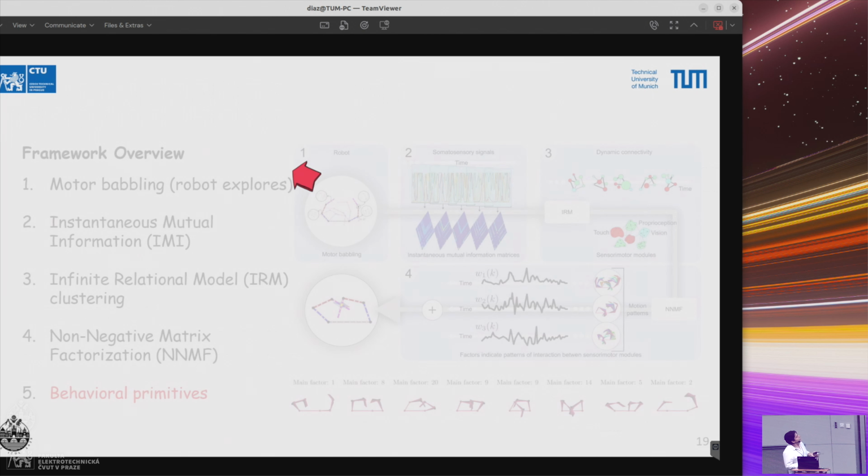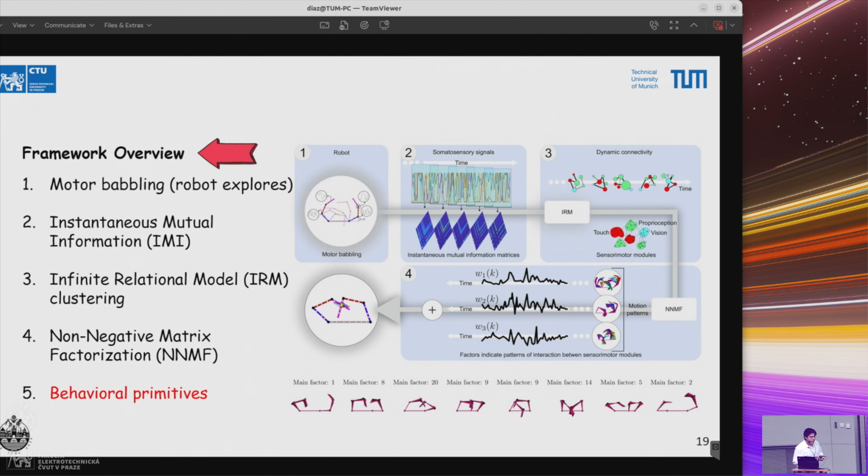So in general, the framework that we put together was basically that. We have a system that is exploring the world using random motor babbling. You are collecting signals. Then we analyze the signals in the form of the instantaneous mutual information to create some dynamic functional connectivity. We go a level above to compute the infinite relational model, and then compute another form of DFC, but at a cluster level. From there, we extract patterns using the non-negative matrix factorization, and this points at the behavioral primitives that we are observing in the system.